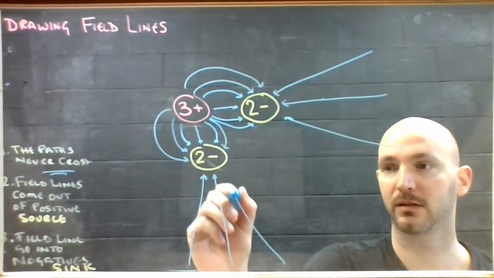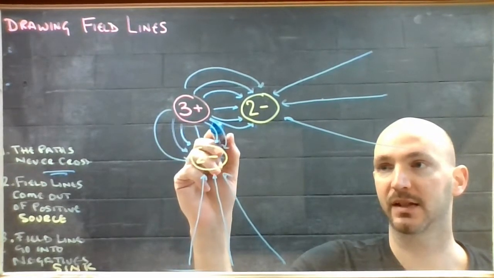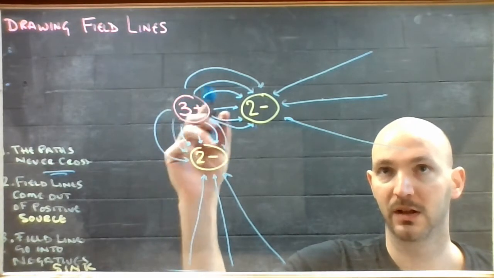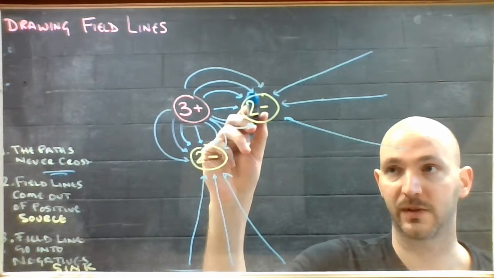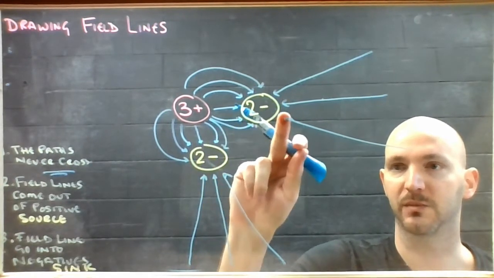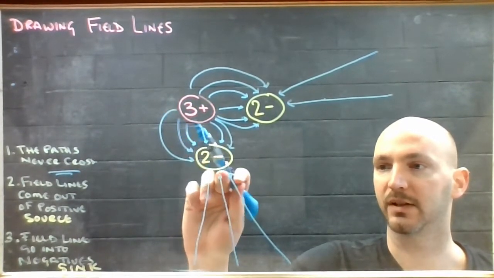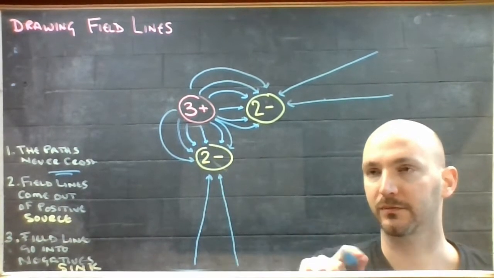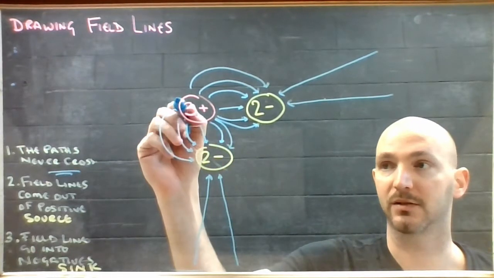Negative 1. So just to count them, I have 1, 2, 3, 4, 5, 6, 7, 8, 9, 10, 11, 12. That's 4 lines per positive. So I should have 8 lines on this and 8 lines on this. 1, 2, 3, 4, 5, 6, 7, 8. You should be there. And 1, 2, 3, 4, 5, 6, 7, 8. There. Okay.